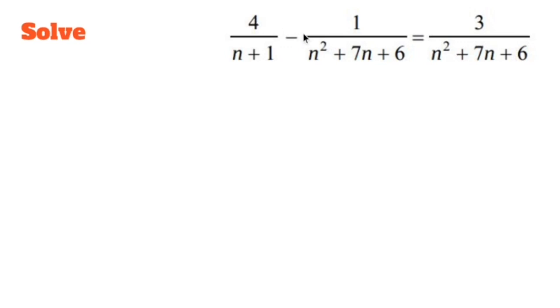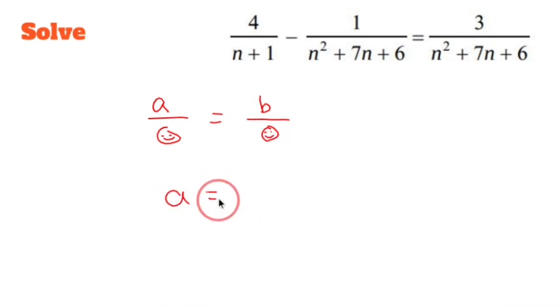Solve a big fraction with a polynomial minus another fraction with a polynomial equals another fraction. Look at that, with a polynomial. There's a little rule, and this is how we're going to start off. If you have a over a smiley face, and you have b over a smiley face, the smiley faces cancel each other out and you have a equals b.